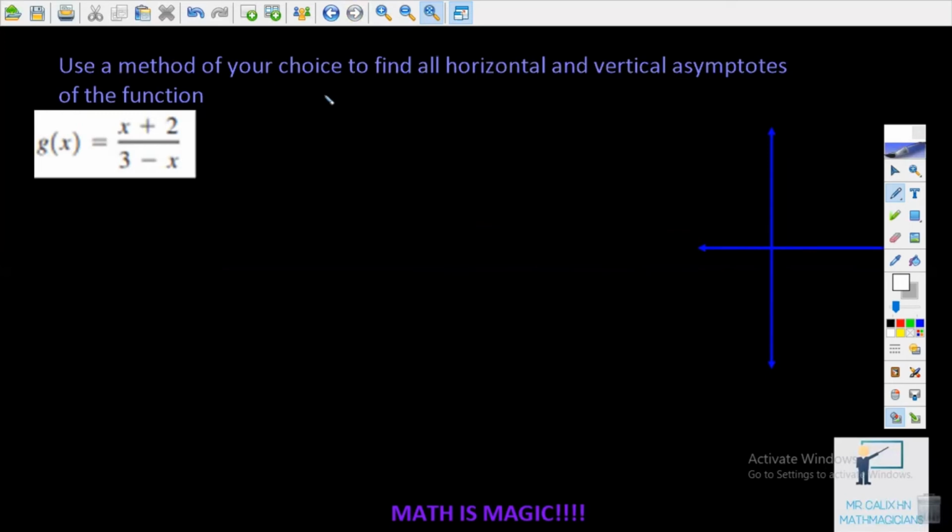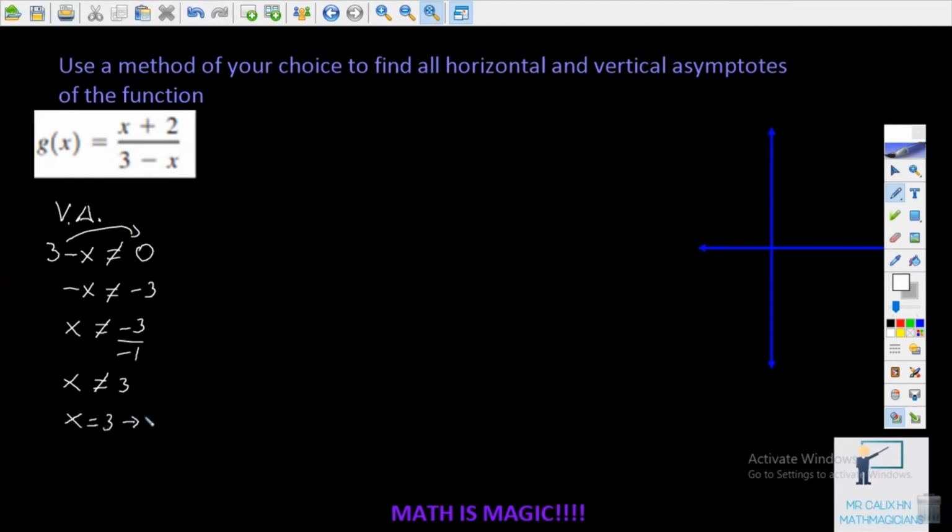It says, use a method of your choice to find all horizontal or vertical asymptotes of the function. Okay, so we're going to choose our own method. We have 3 minus x here. With this 3 minus x, the denominator of a rational function, you can find your vertical asymptote. Because 3 minus x has a restriction, it cannot be equal to 0. So if I solve for x here, negative x cannot be equal to negative 3. If you send that negative to the other side, it moves as a division, so x cannot be equal to 3. This here, x equals 3, would be your vertical asymptote.